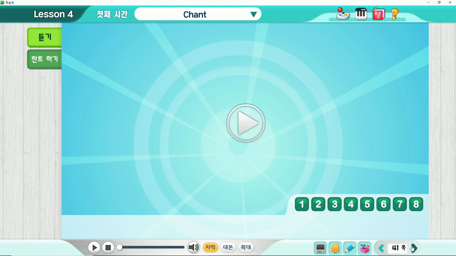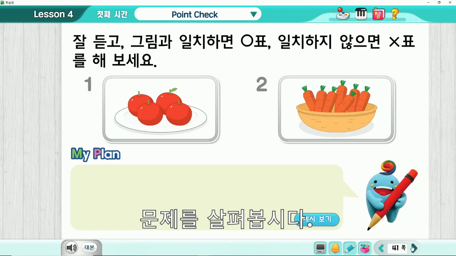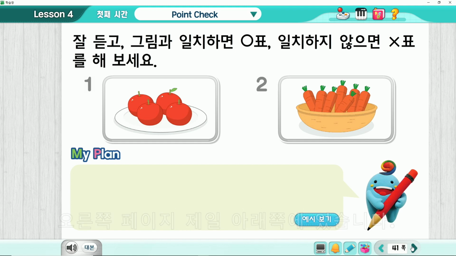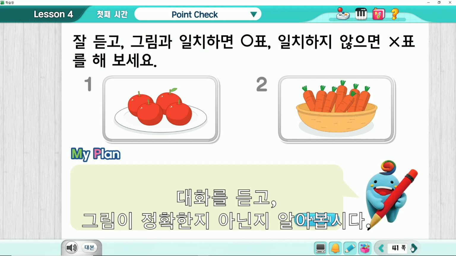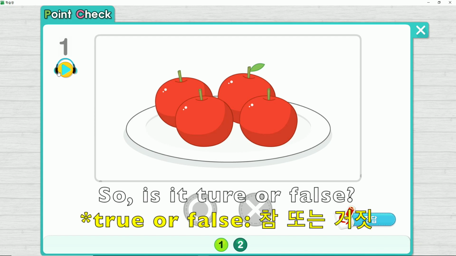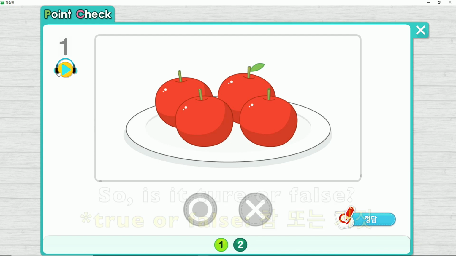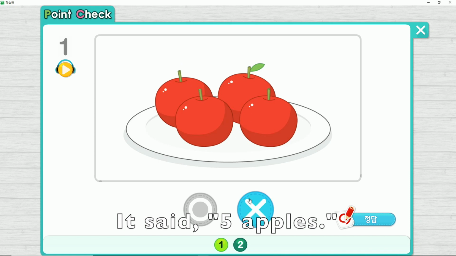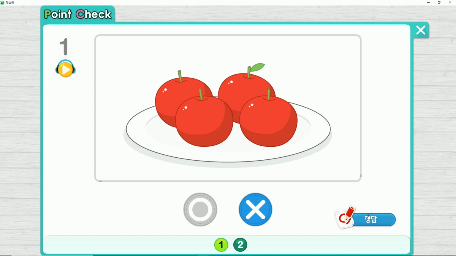Good job. Now let's look at the question. Point check is at the bottom of the right pages. First, listen, then check whether the picture is correct or not correct. How many apples? 5 apples. So, is it true or false? It's false. Why? Yes, 5 apples. Let's check.